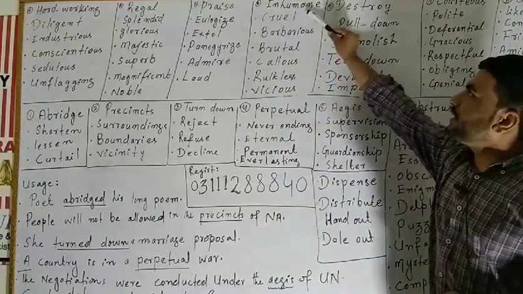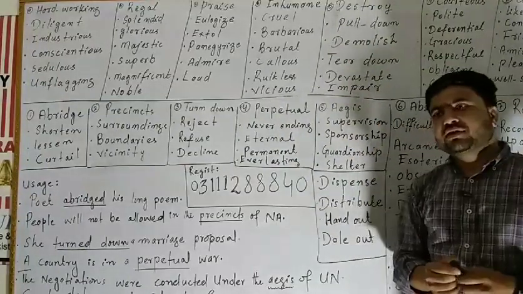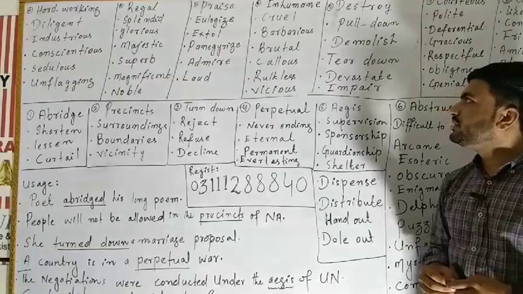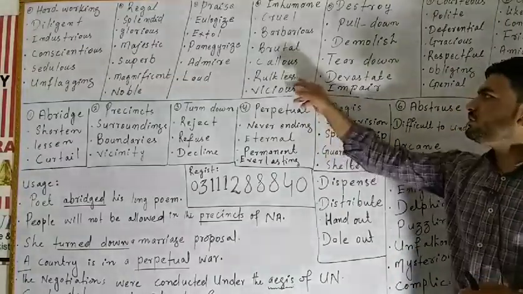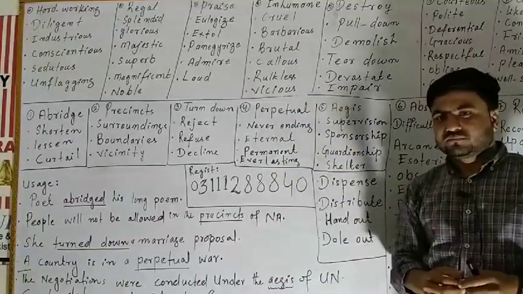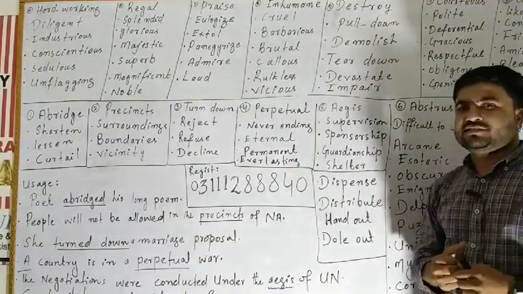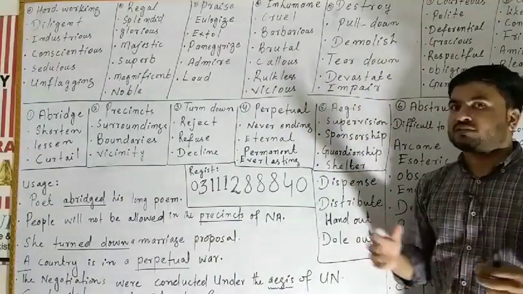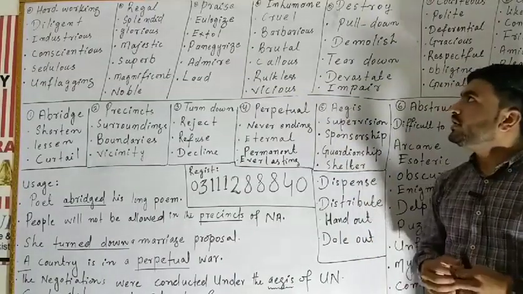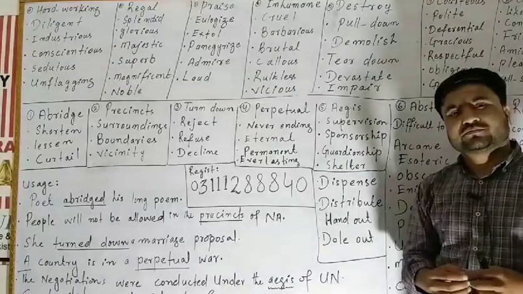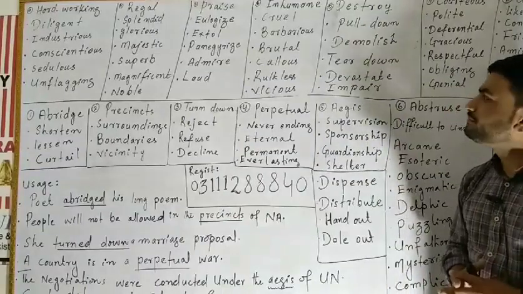Then we have a word inhumane. What does it mean by inhumane? One who is very cruel, barbaric, barbarous, brutal, callous, ruthless, vicious. We can say that he has an inhumane nature, cruel nature. Terrorists across the world possess cruel nature, inhuman nature, barbarous, very cruel. One can say that inhuman.